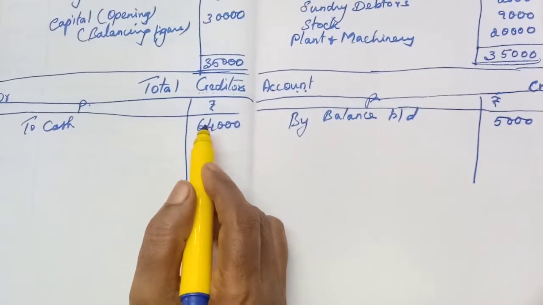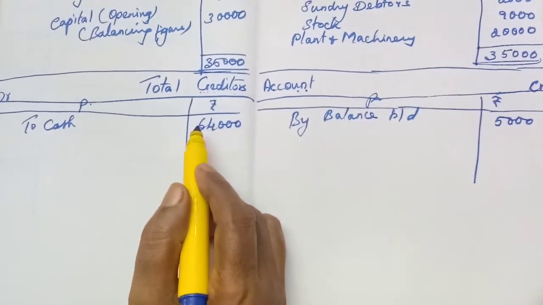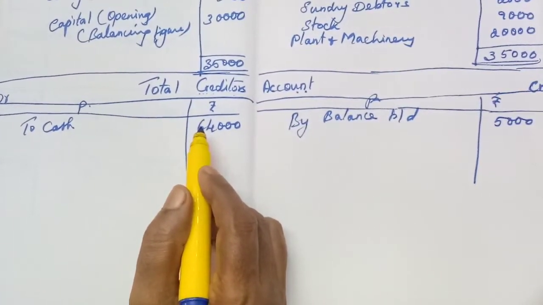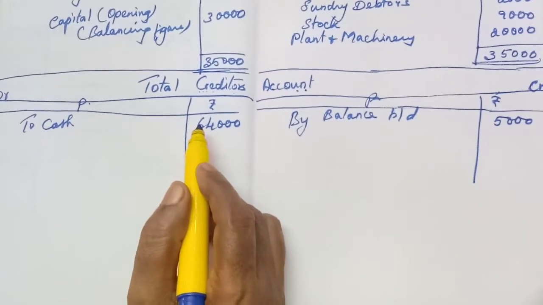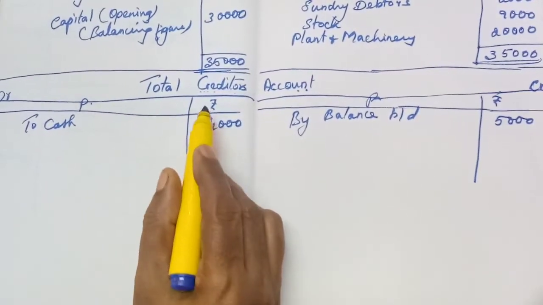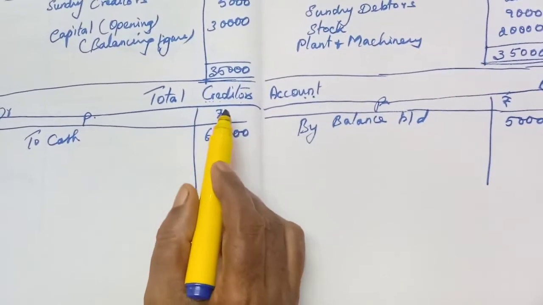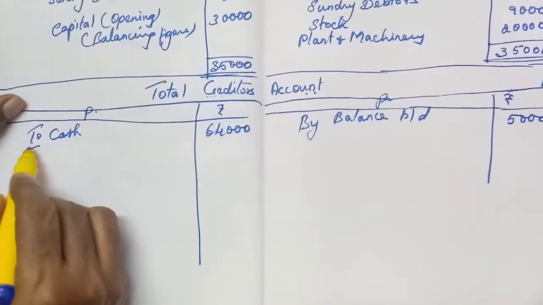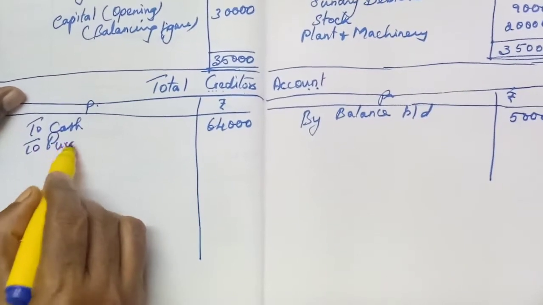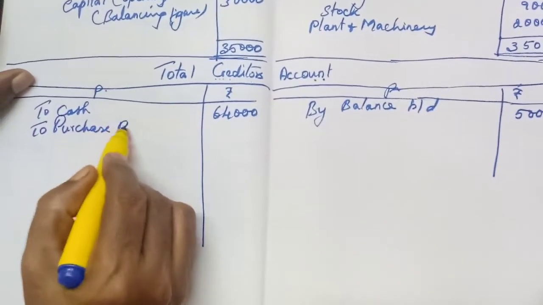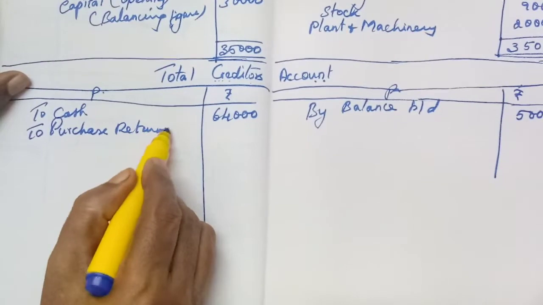Then any other drawings will not come. Then total sales, no. Then purchase returns. Purchase returns 2,000. This is related to creditors. We will return this one to the creditors account only, isn't it? So creditors account debtor to purchase returns. So that you write, to purchase returns, 2,000.